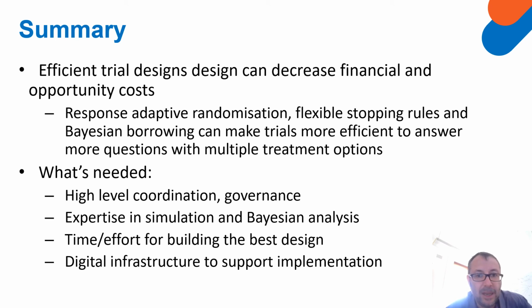So in summary, efficient trial designs can reduce both the financial and the opportunity costs of running clinical trials. We can use response adaptive randomization. We can use flexible stopping rules and Bayesian borrowing that make trials more efficient for answering questions, especially where there are multiple treatment or therapeutic options. But it does require high-level coordination and governance. It requires expertise in simulation and in Bayesian analysis. It requires significant time and effort for building the best possible design for the question that you have, and it also requires a digital infrastructure to support the trial.